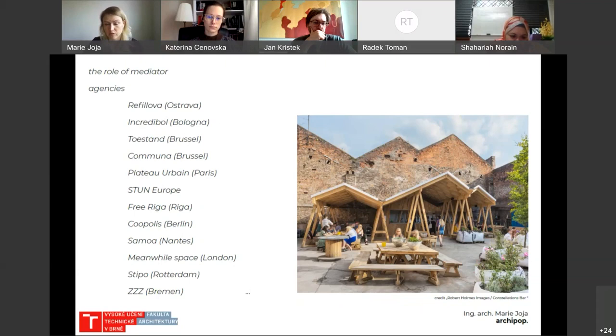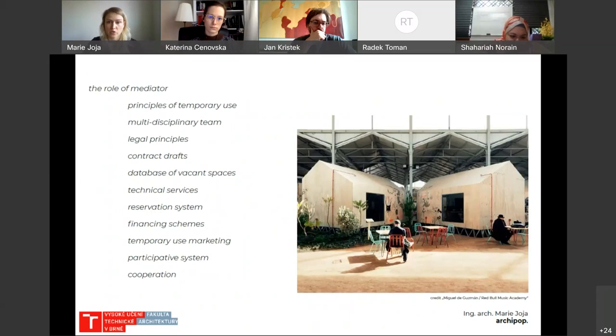So there are some of the roles which are the most important for the person of mediator. So they promote the principles of the temporary use. It's a multidisciplinary team. So there are professionals from the urban and architecture field, but also from the point of economy and sociologies. And so there is a huge discussion among many fields. They work on legal principles and they create a draft of legal documents.